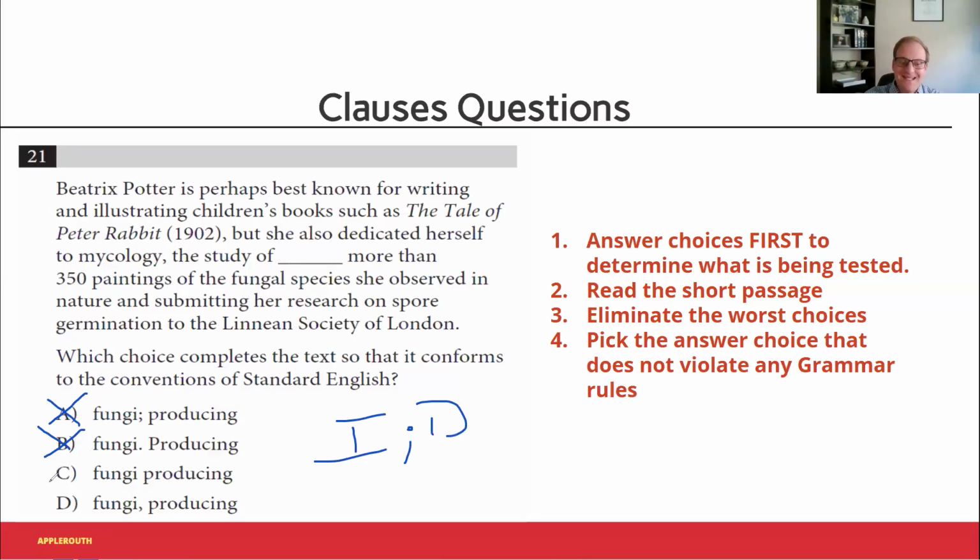So we look at C and D and decide, do we need a pause or not? In this case, we do. The correct answer is D, because the producing idea is a new and different idea from what she was dedicating herself to studying. Elimination is the key, and then there are rules you can rely on. Trusting your ear is good, but that should not be what you rely on, at least as your first step. Trust your ear as the last resort.